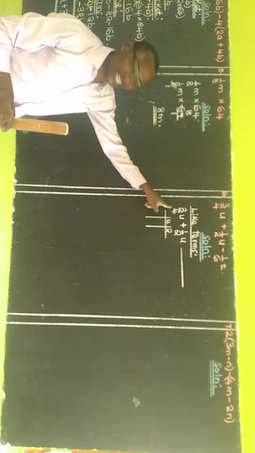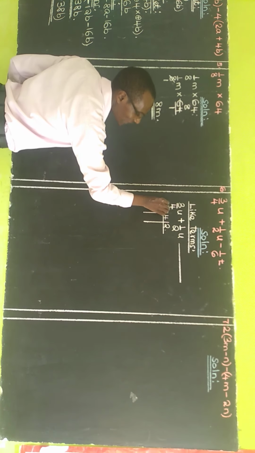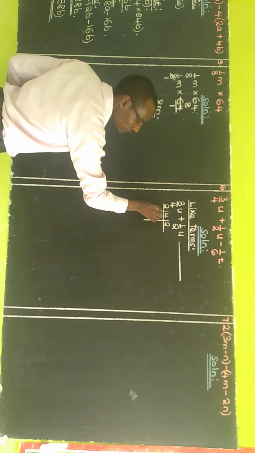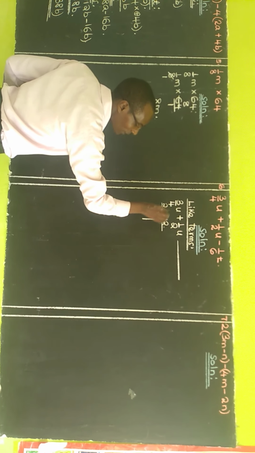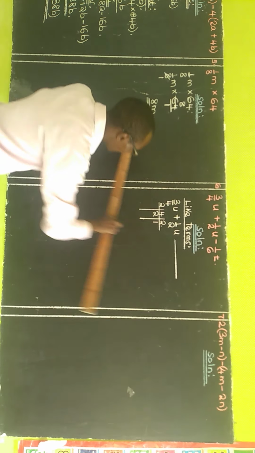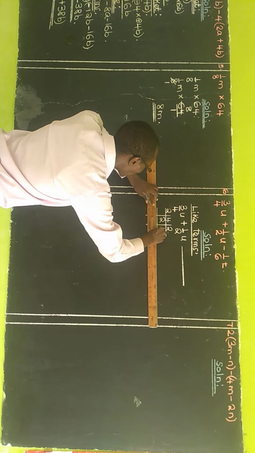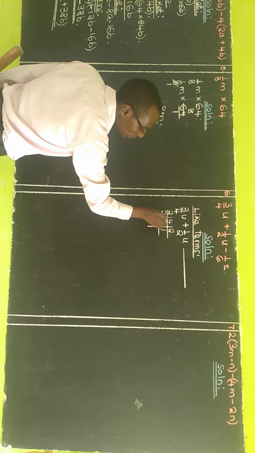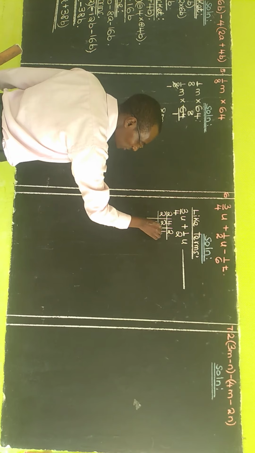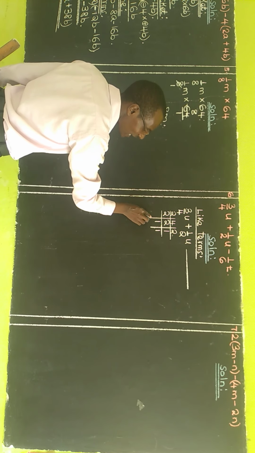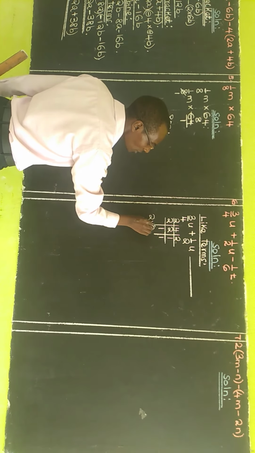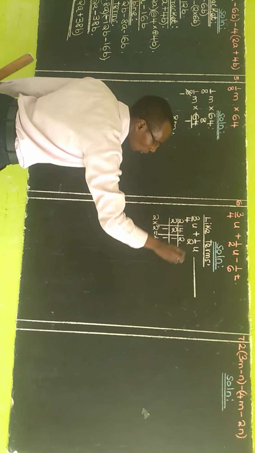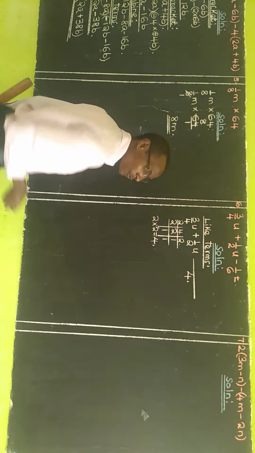We use prime factors. The smallest prime factor there is 2. 4 divided by 2 gives you 2. 2 divided by 2 gives you 1. Then finally, the next one will be 2. 2 divided by 2, 1. This one is already done. So the LCM will be 2 times 2, giving you 4. So the LCM there is 4.